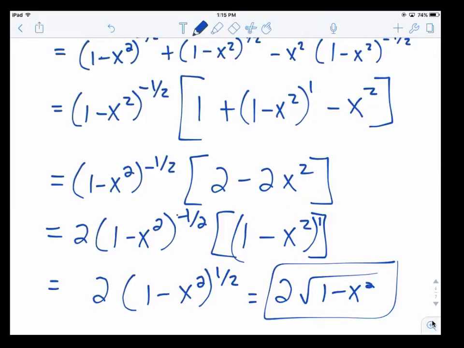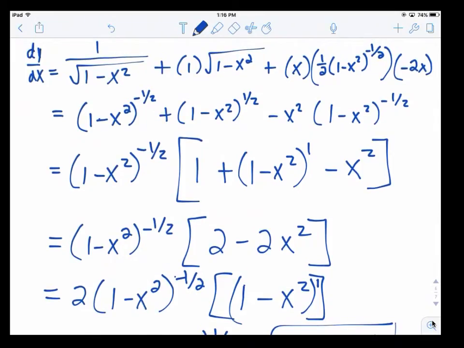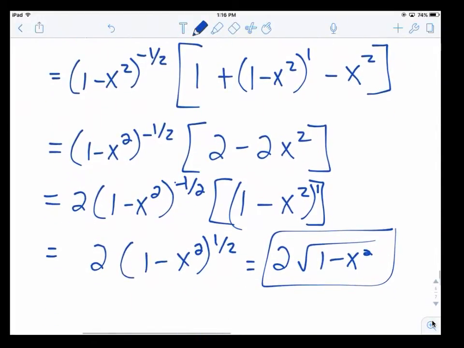Terms are separated by either addition or subtraction. Here we had 3 terms, 1, 2, 3, and then we just wanted to work it down until we got 1 term.